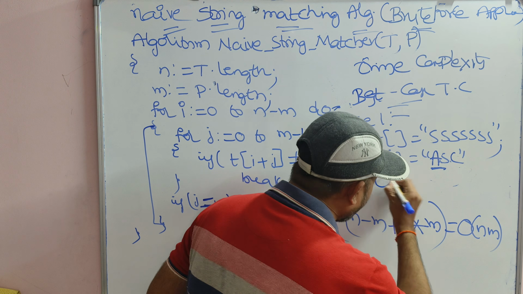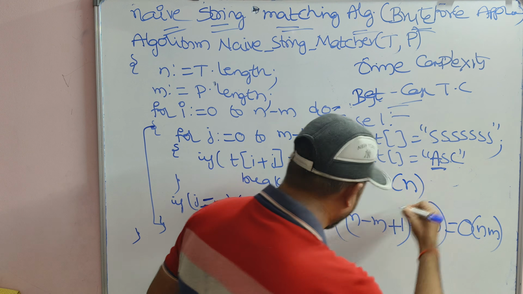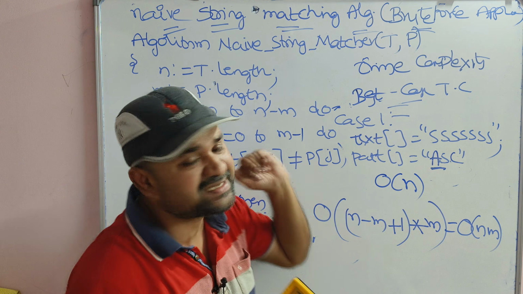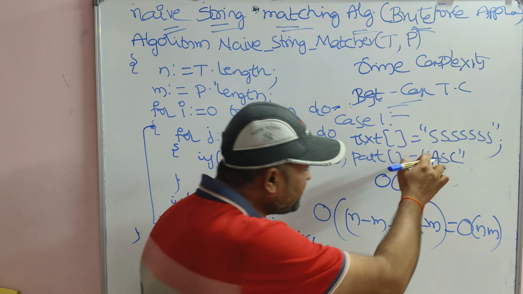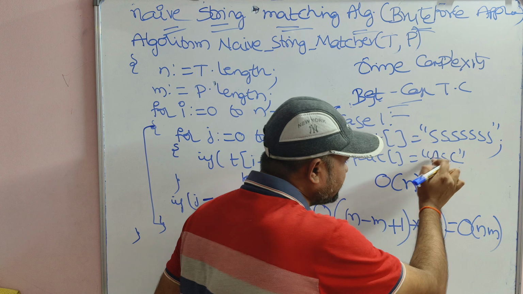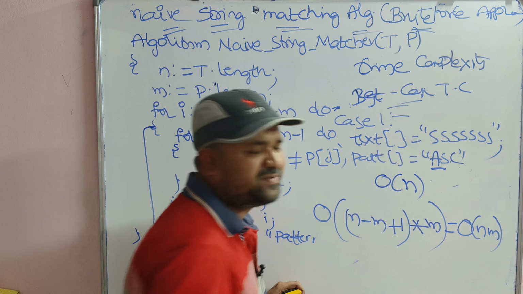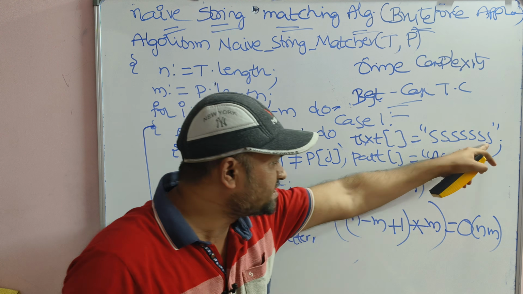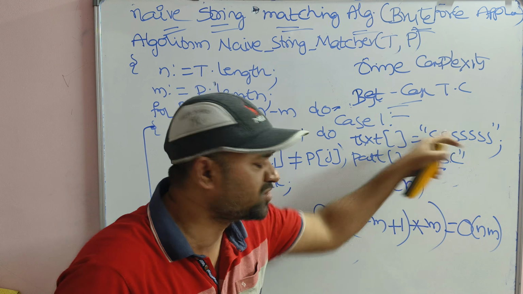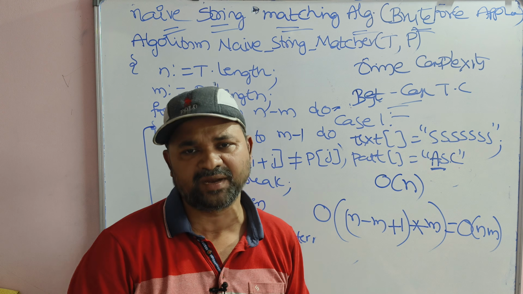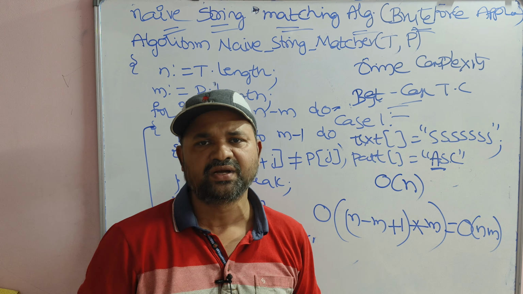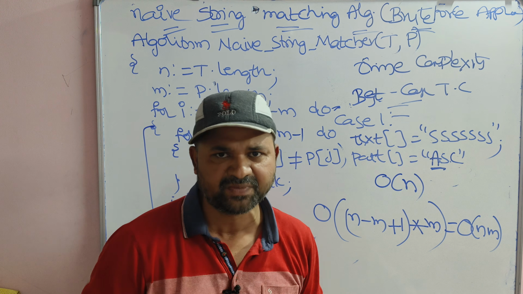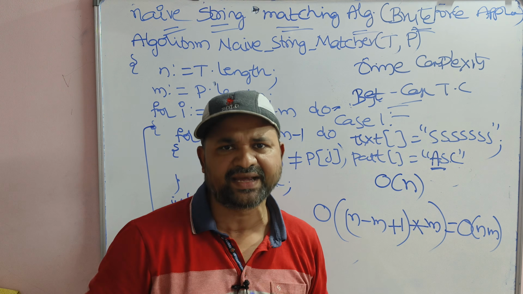Here the number of comparisons required is order of n. What is n? n means the length of the text. So here A is compared with S, A is compared with S, again and again. This A is not present in the text at all. So the maximum comparisons required is the length of the text. So order of n is the time complexity. So this is about the naive string matching algorithm. In the next video we will see the Rabin-Karp algorithm.